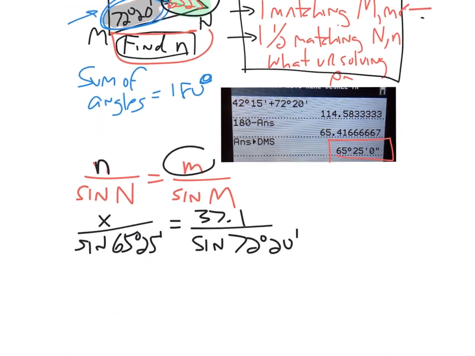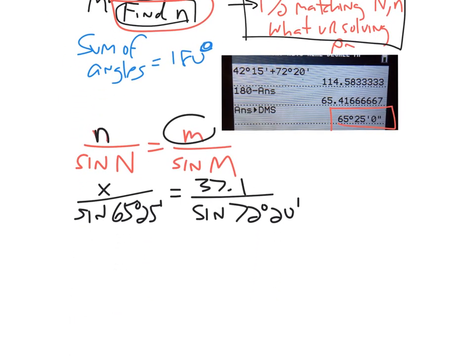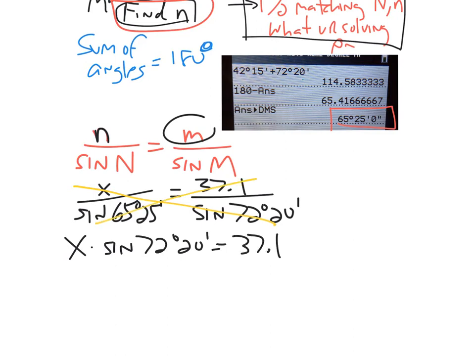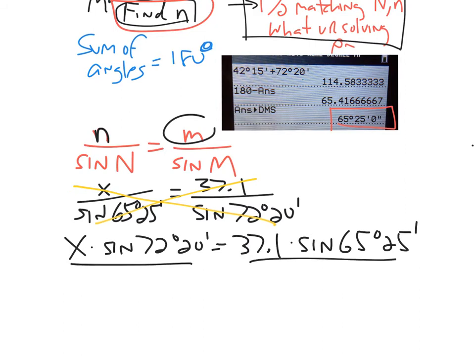So here to use the law of sines, I'm going to cross multiply. I'm going to have x times the sine of 72 degrees and 20 minutes. That equals 37.1 times the sine of 65 degrees and 25 minutes. And here to solve for x, I'm going to divide both sides by the sine of 72 degrees and 20 minutes.